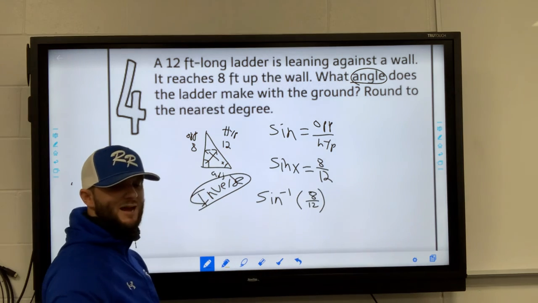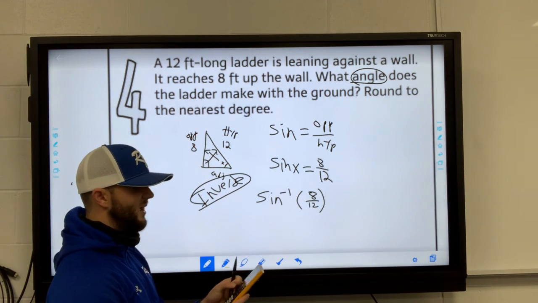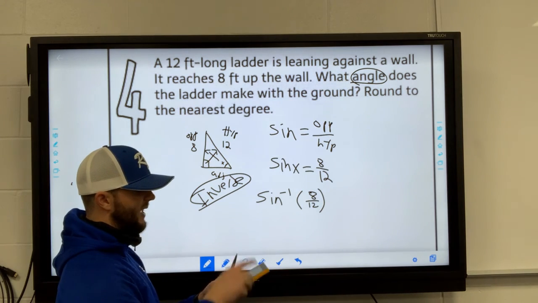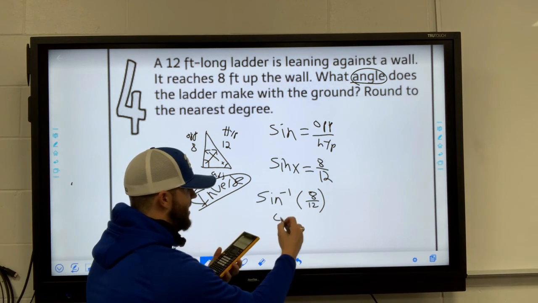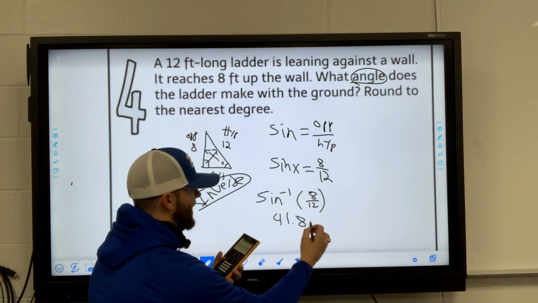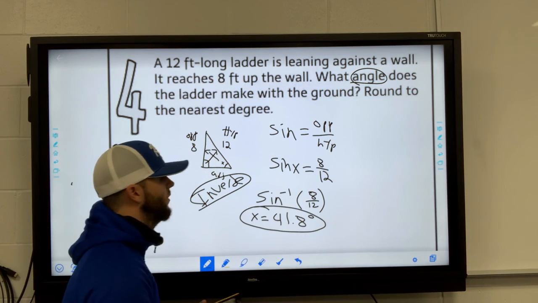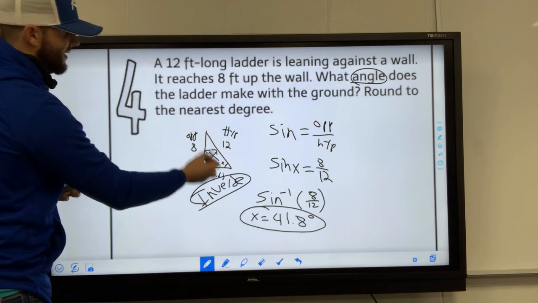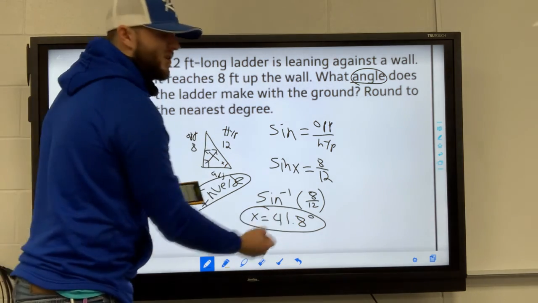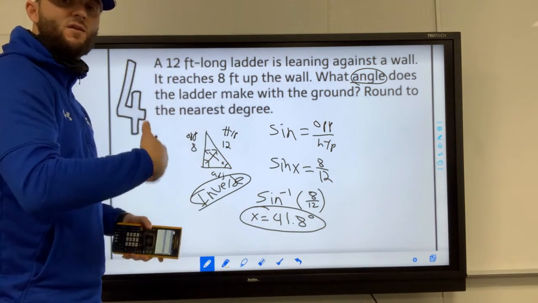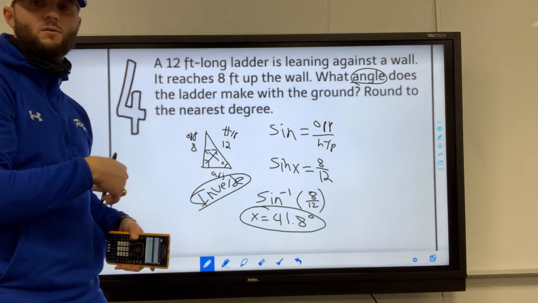And so whenever I type that in the calculator, I'm going to go to Trig, I'm going to go to sine -1, I'm going to do 8 divided by 12. And when I click enter, my angle comes out to be 41.8 degrees. So ladies and gentlemen, your missing angle, or the angle that the ladder is leaning up on the wall, is going to be 41.8 degrees. So you're going to use this inverse to end up finding a missing angle, okay?